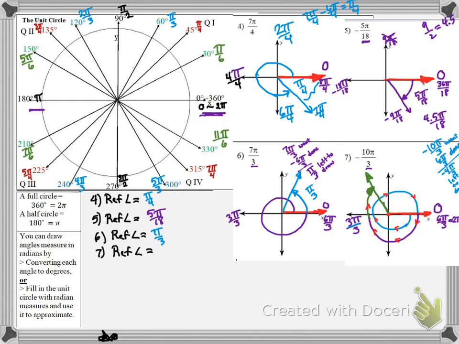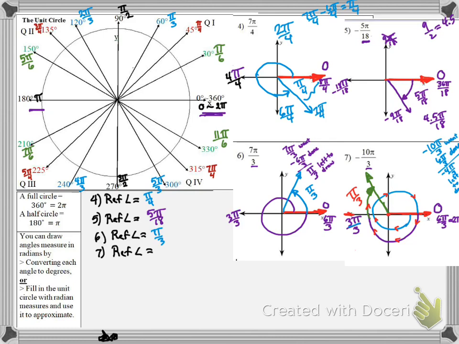Now my question is, how far am I from the nearest part of the x-axis? I'm definitely closer to this part than I am to that. So I went from 3/3, I had to go 4/3 up there. So this is pi over 3 for my reference angle.